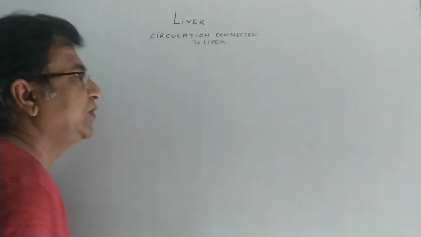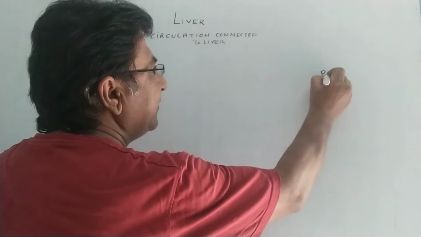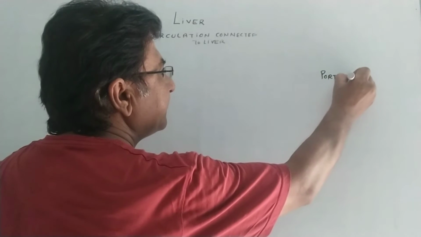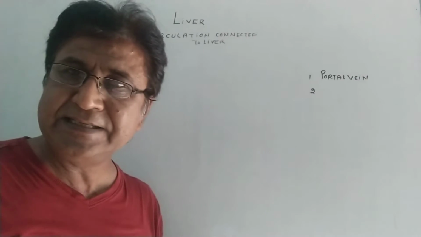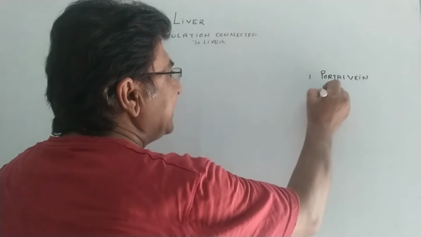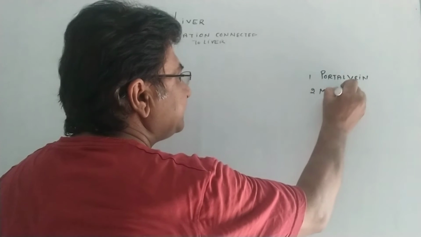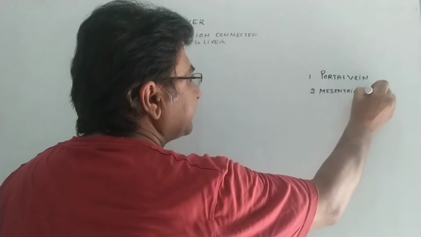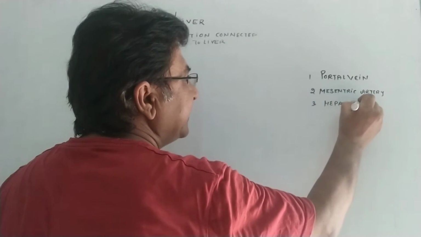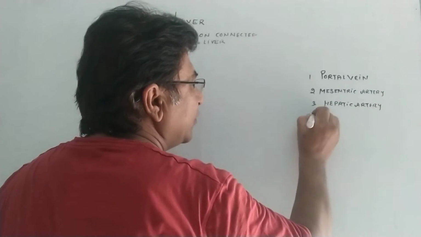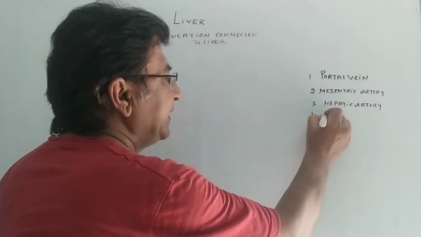For understanding the circulation in the liver, first, what you have to do is remember the arteries and veins which are connected. There are four names which you have to remember. First one is the portal vein. Remember the word portal vein. The second term which is going to be utilized here is mesenteric artery. And the third word is hepatic artery. And the fourth one is the hepatic vein.